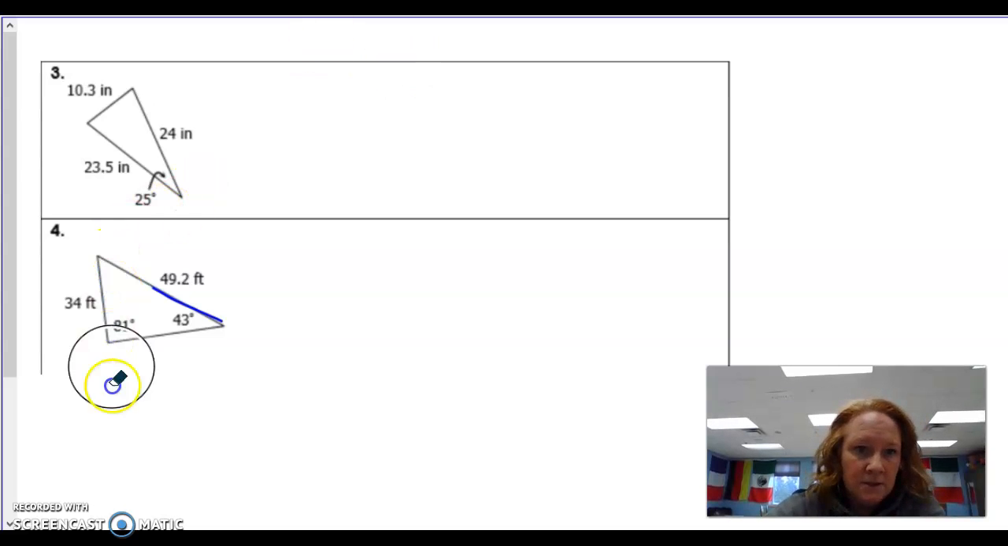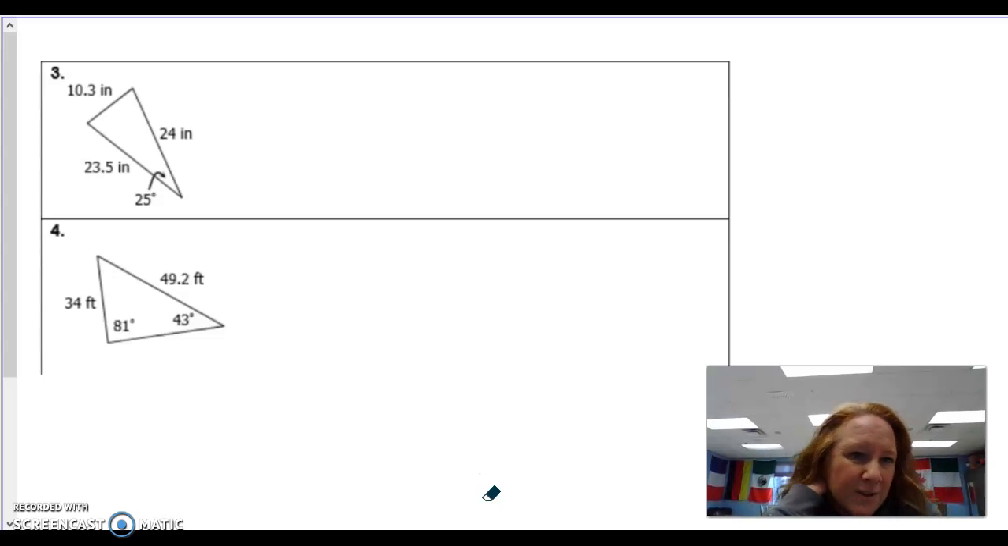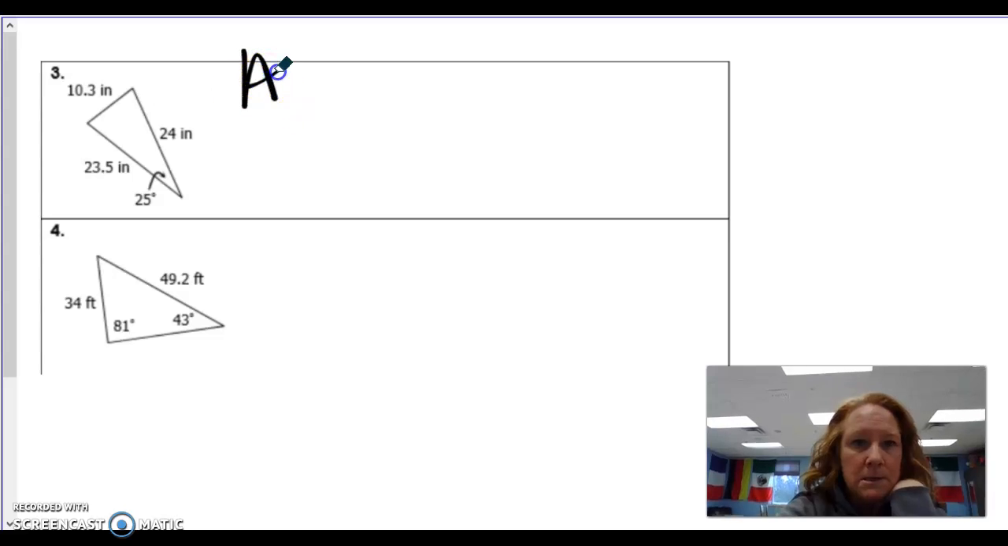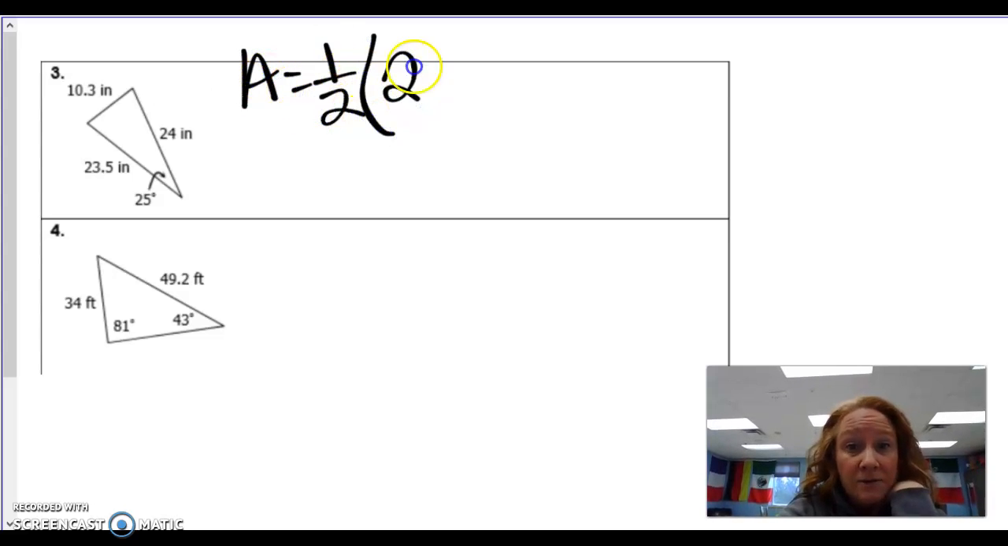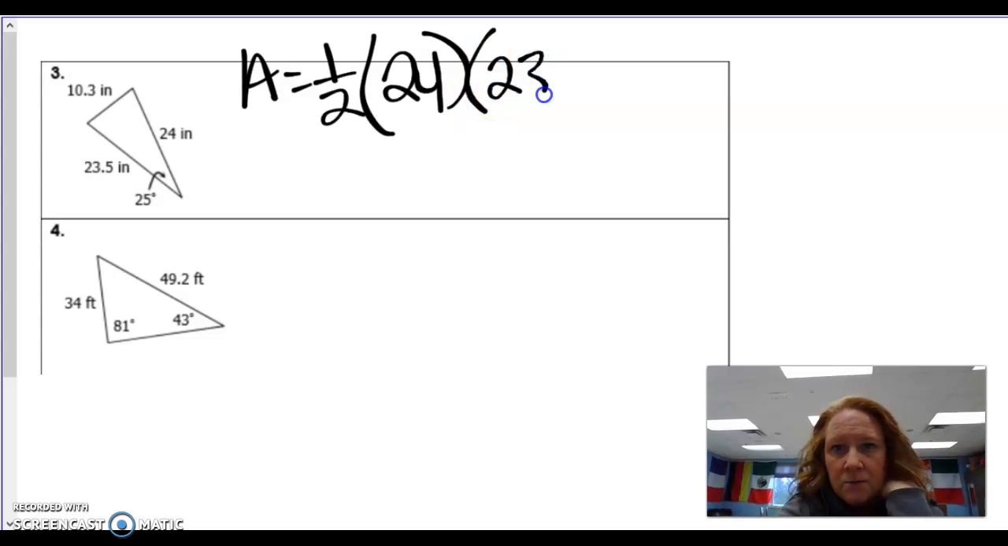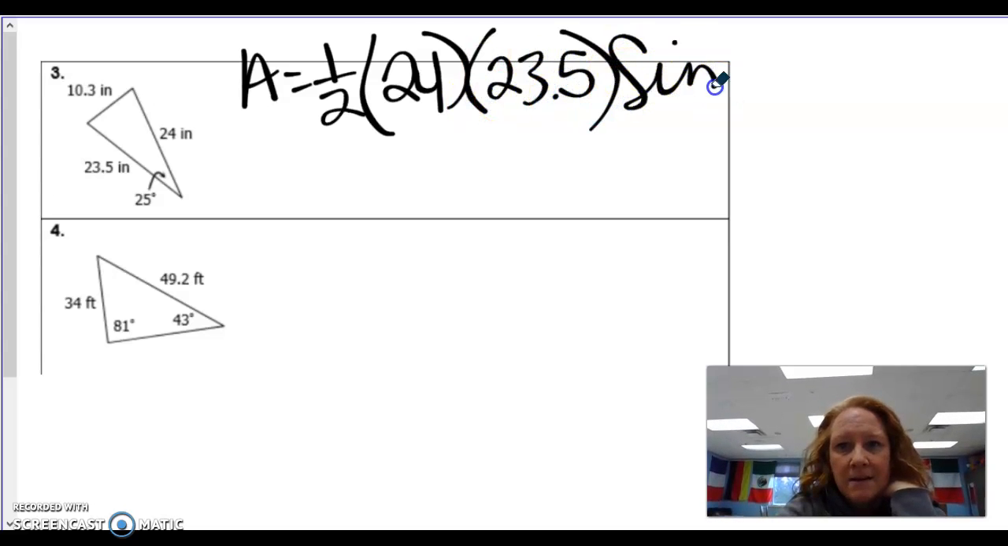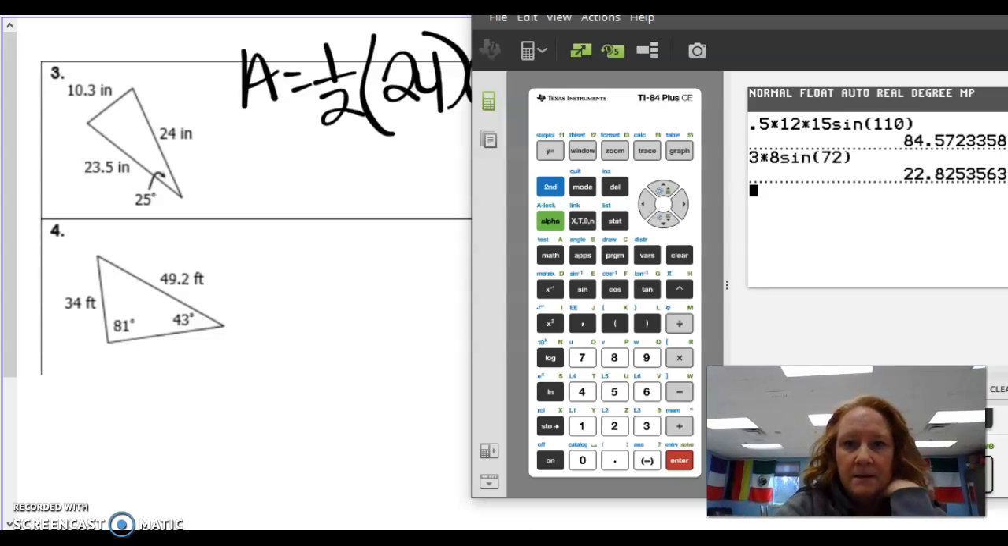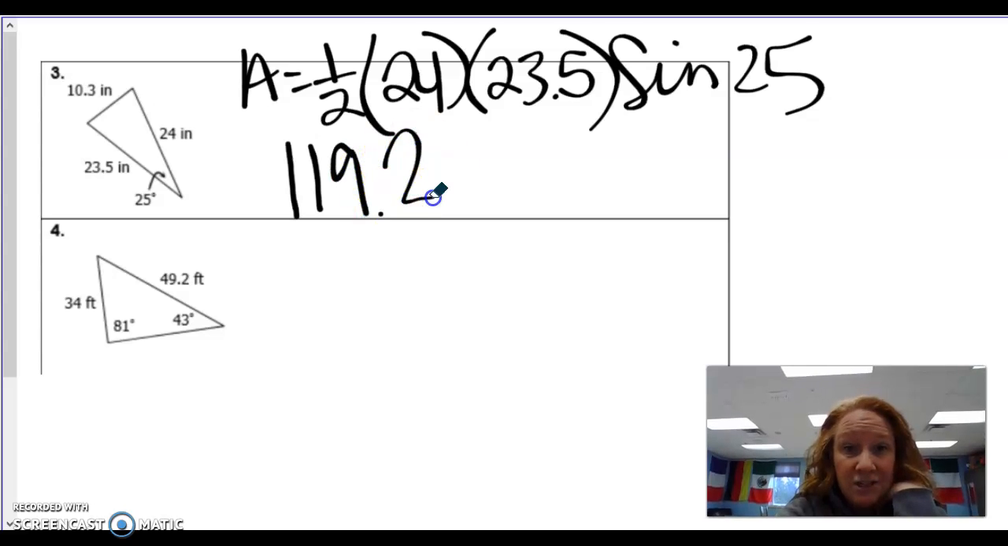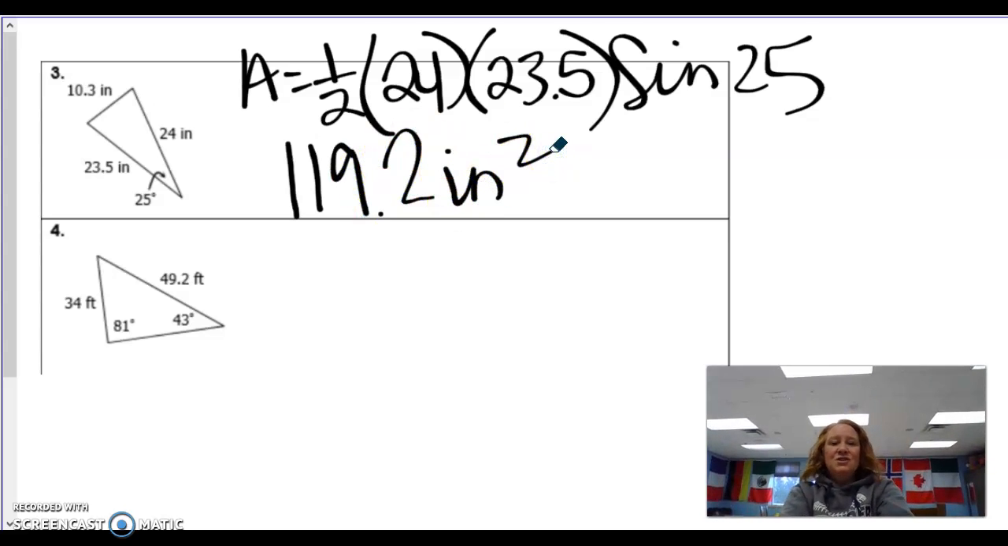Oh gosh, look at this. Too much information. Okay. This one, which numbers do I want to use? For number 3, I want 23.5 and 24. Okay, so area equals 1/2, 24, so I could just use 12, 23.5, sine 25. So I'm going to type in 12 because half of 24 is 12, times 23.5, you only take half of one of the things, sine 25. Enter. 119.2 inches squared. Oh my gosh, isn't that so nice?